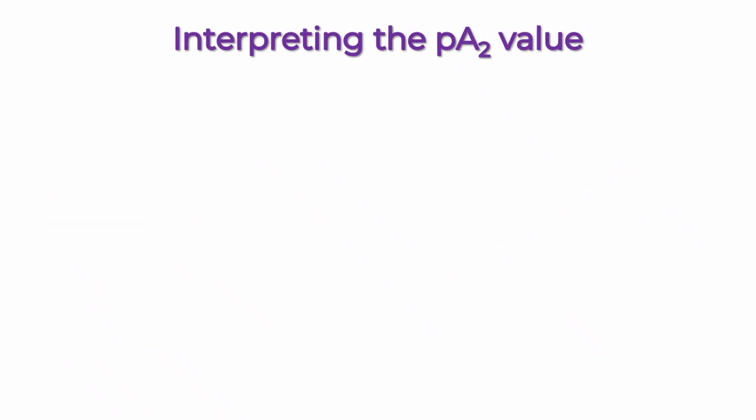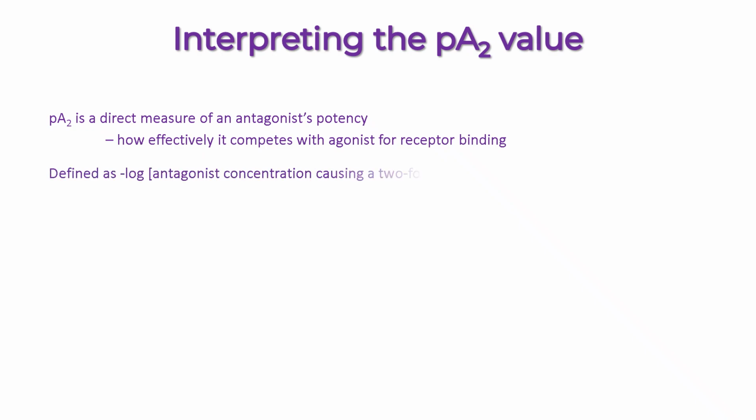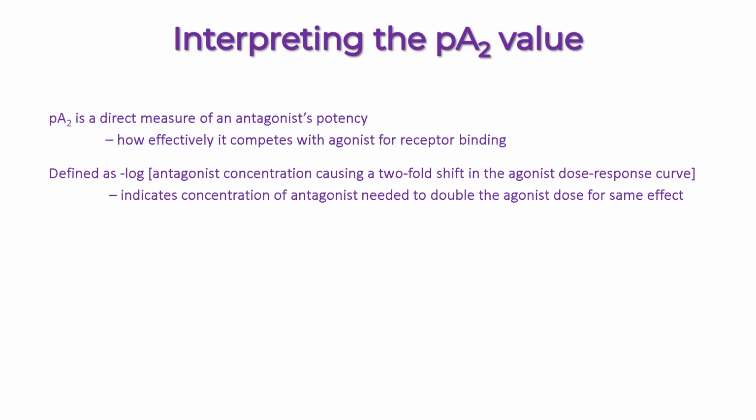So, what does the pA2 tell us? The pA2 is a direct measure of an antagonist's potency, how effectively it competes with an agonist for receptor binding. It's defined as the negative logarithm of the antagonist concentration that causes a twofold shift in the agonist dose response curve. In other words, it tells us the concentration of antagonist needed to double the agonist dose required for the same effect. On a Schild plot, when the slope equals 1, the x-intercept gives us the pA2 value.